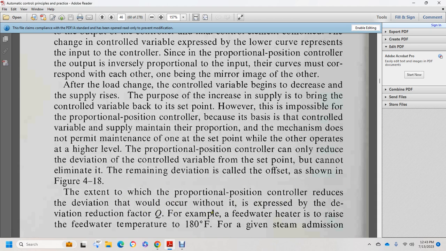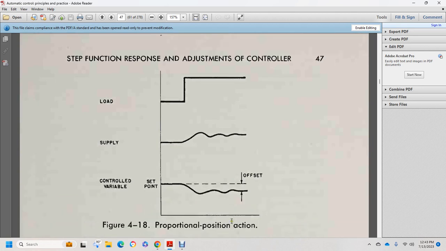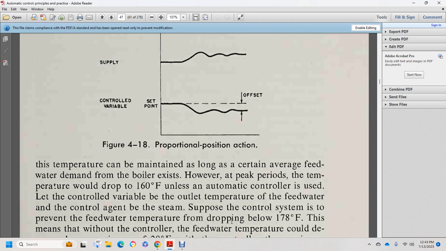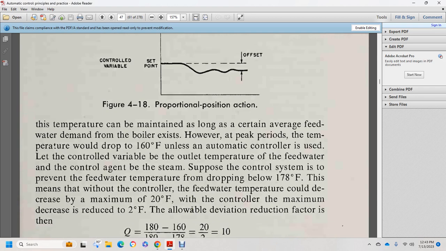For example, a feed water heater is rated for a feed water temperature of 180 degrees for a given steam emission. The load changes supply and control variable through the proportional position action and the offset. This temperature is maintained as long as a certain average feed water demand from the boiler exists. However, during the peak period the temperature will drop to 160 degrees. With automatic control, the control variable is the outlet temperature of the feed water, and the control agent is the steam. The control system prevents the feed water temperature from dropping below 178 degrees. This means that without control the feed water temperature would decrease by a maximum of 20 degrees Fahrenheit. With control, the decrease is reduced to 2 degrees Fahrenheit.